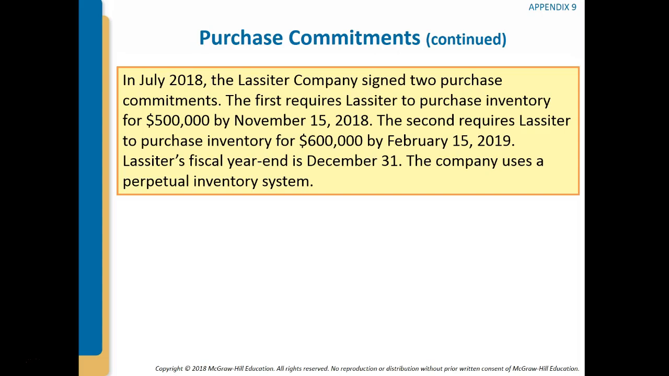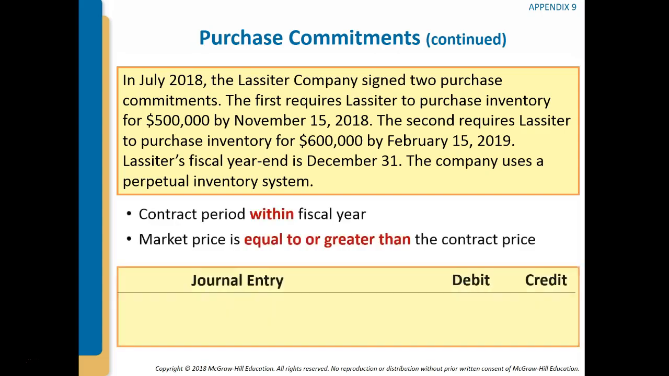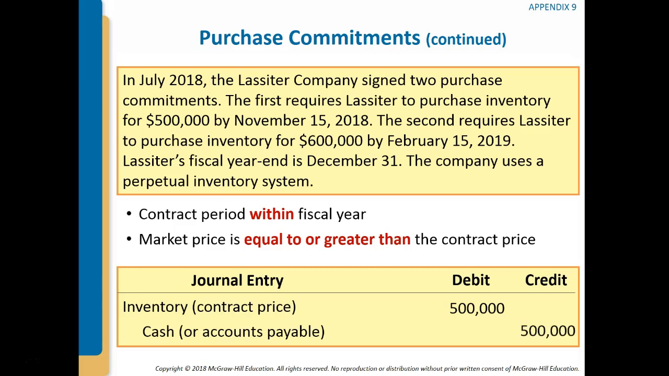So, let's study purchase commitments with an illustration. In July of 2018, the Lassiter Company signed two purchase commitments. The first requires Lassiter to purchase inventory for $500,000 by November 15th of 2018. The second requires Lassiter to purchase inventory for $600,000 by February 15th, 2019. Lassiter's fiscal year end is December 31st. The company uses a perpetual inventory system.